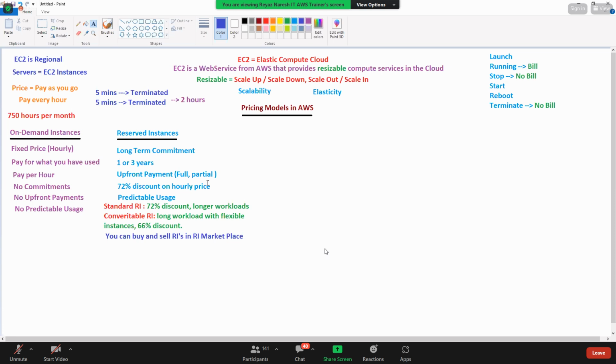If we buy a second-hand RI, then why will we pay any? No need to pay. No need to pay. You can buy it from there itself.